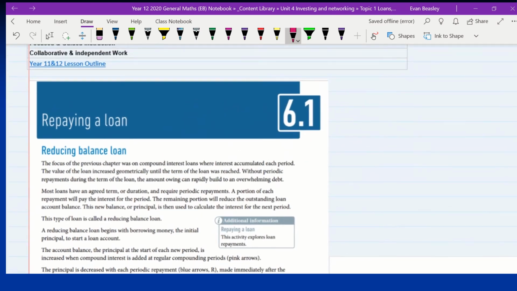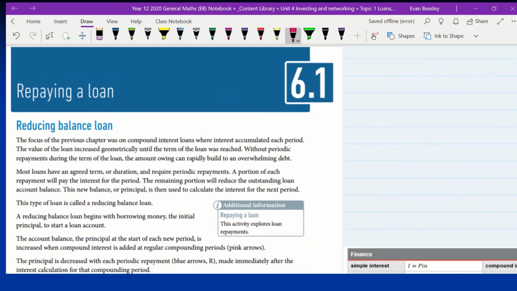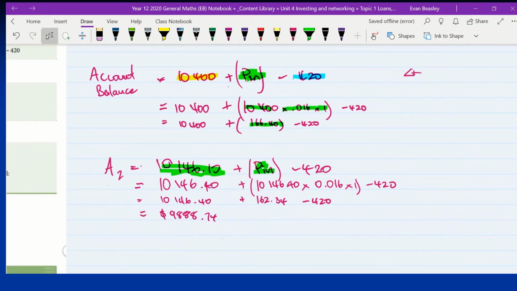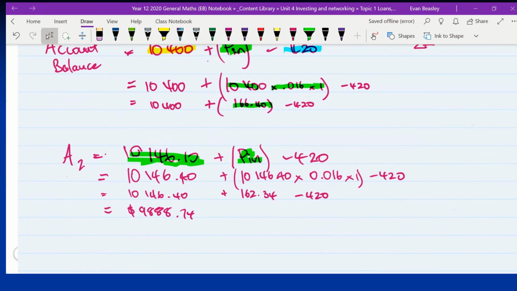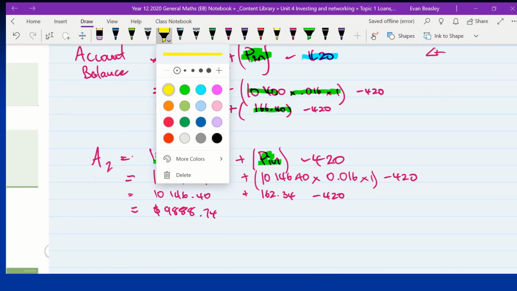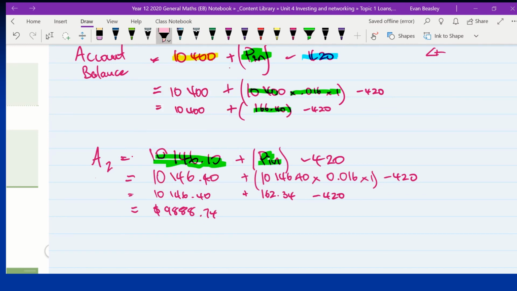This is called a reducing balance or reducing interest loan, and there are important reasons for that. So the amount at the end of the second compounding period is 9,888. That's our principal, or the amount owing. So that's the balance owing on the loan.